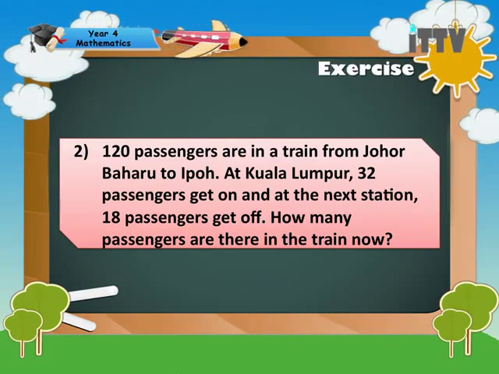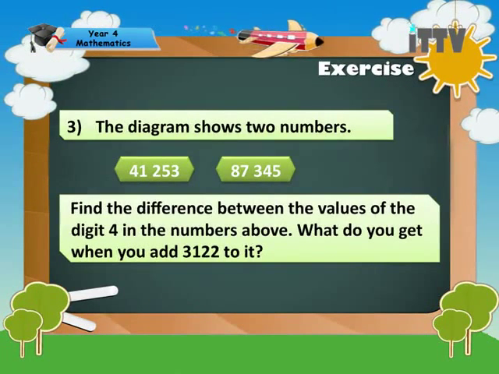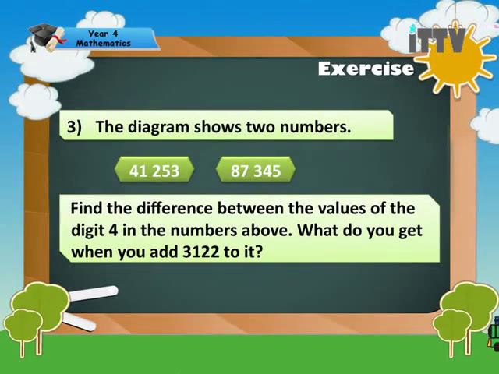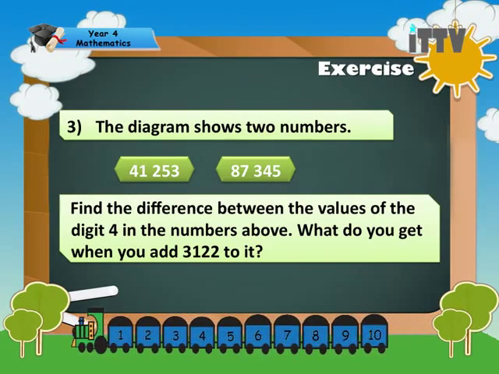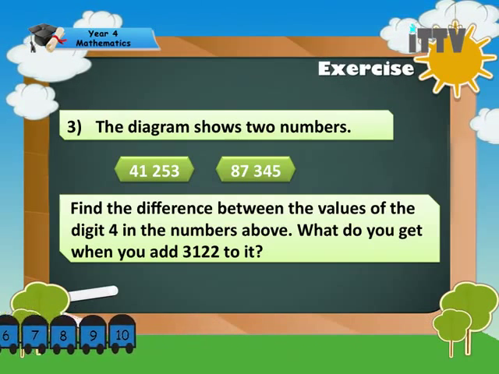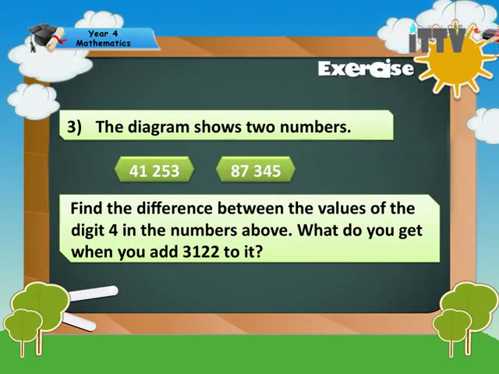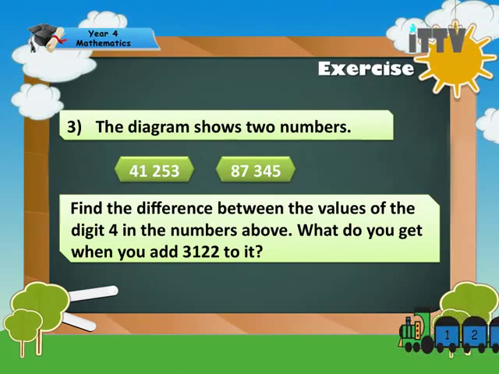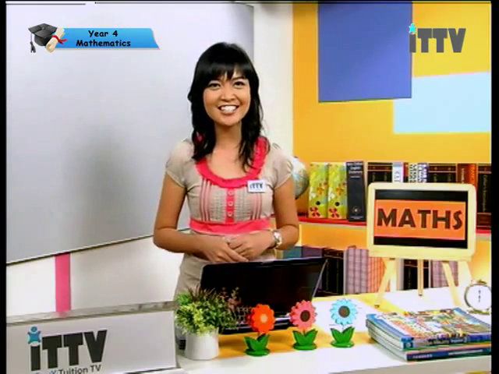Okay, remember for this question number 2, you're not the train operator, conductor or driver, okay? Now, the third question. The diagram shows 2 numbers. On one side, you have 41,253 and on the other, 87,345. Find the difference between the values of the digit 4 in the numbers above. What do you get when you add 3,122 to it?